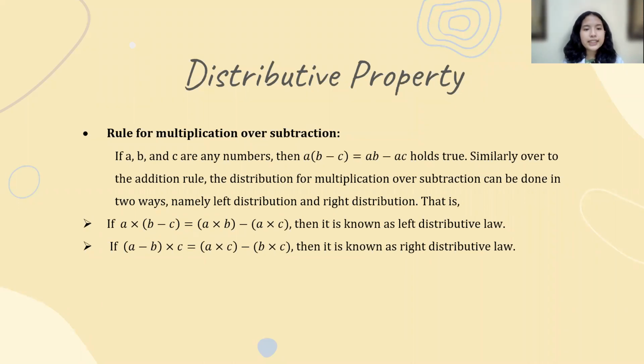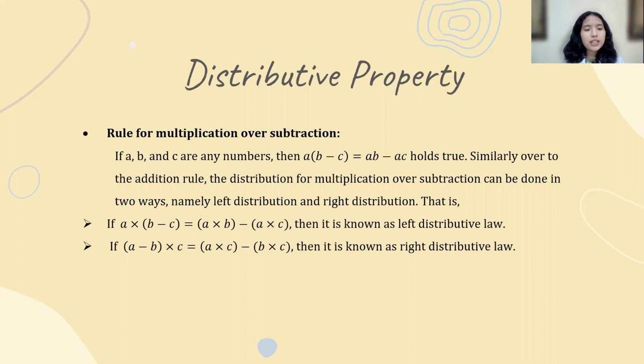If A, B, and C are any numbers, then A times the difference of B subtracted by C is equal to AB subtracted by AC holds true. Similarly to the addition rule, the distribution for multiplication over subtraction can be done in two ways, namely left distribution and right distribution. That is, if A times the difference of B and C is equal to A times B subtracted by A times C, then it is known as the left distributive law.